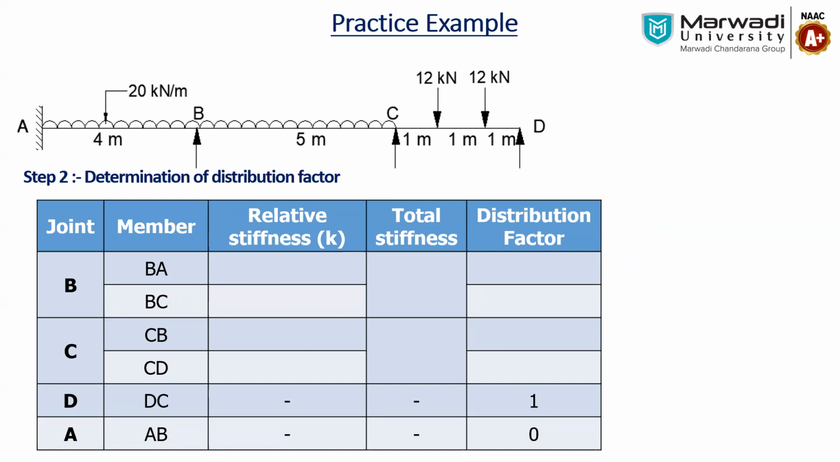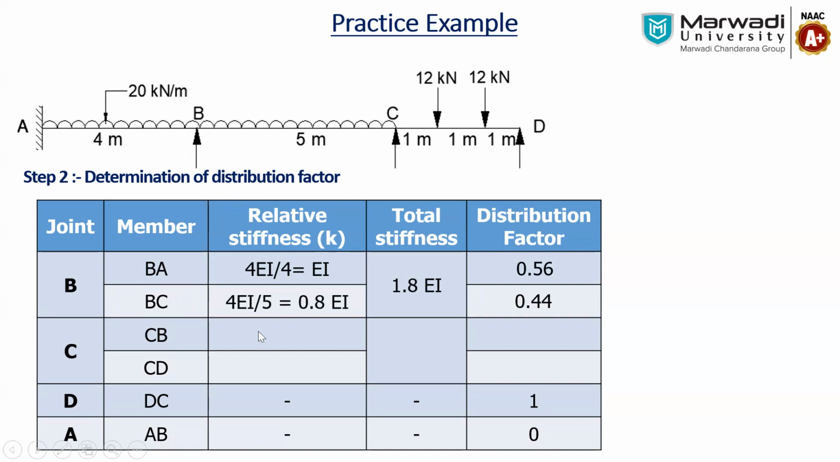BA far end is fixed, so the stiffness is 4EI by 4. And BC far end is an intermediate support, so it is considered as fixed only, so it is 4EI by 5. So the total summation is 1.8 EI, and if we take the ratio of the individual ones, we get 0.56 and 0.44. Make sure that the summation of the distribution factors at any intermediate joint should always be 1 only.